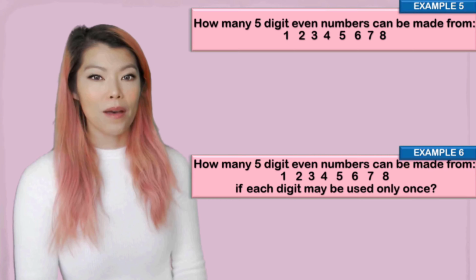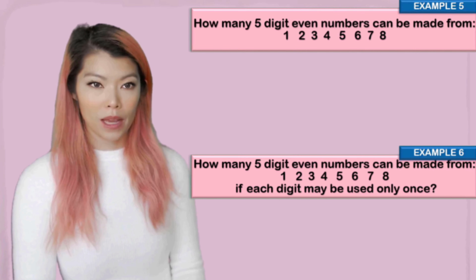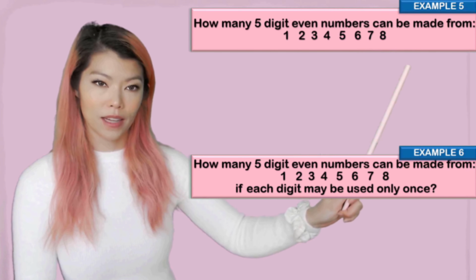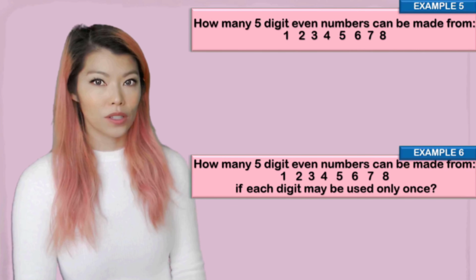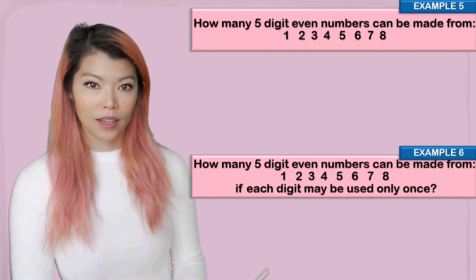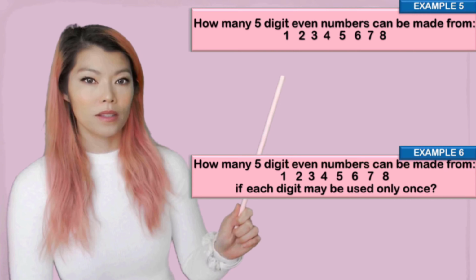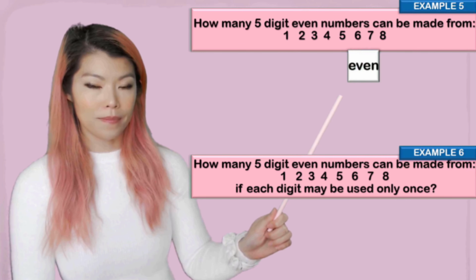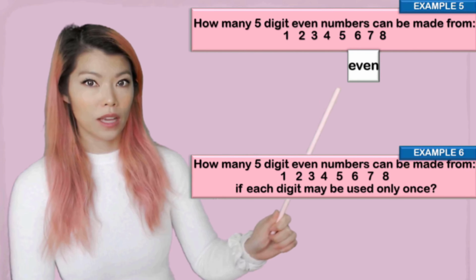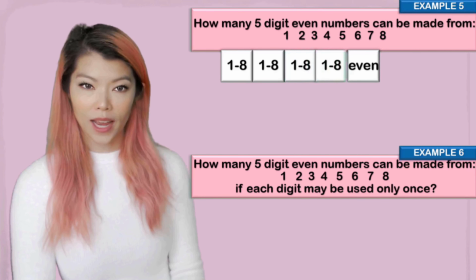Example 5. How many 5-digit even numbers can be made from 1, 2, 3, 4, 5, 6, 7, 8? Whenever we see these questions, always put the restrictions first. So what does even mean? It means we have to end in an even number. And the other 4 digits can be anything between 1 and 8.